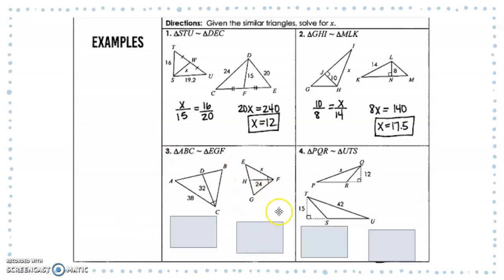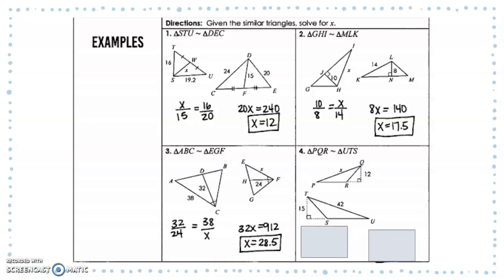So setting up our statement for this, we have 32 over 24, that's the angle bisector, over 38 equals 38 over x, which is our sides. So matching it up, 32 and 38 are for my first triangle, 24 and x are for that second triangle. And then when I solve, I find that x equals 28.5.